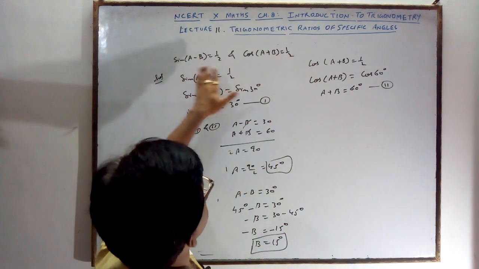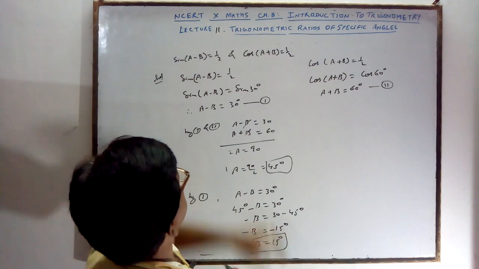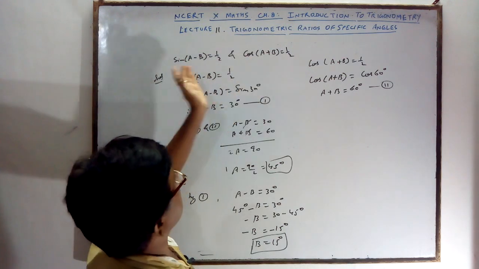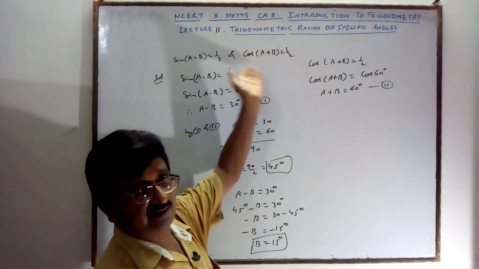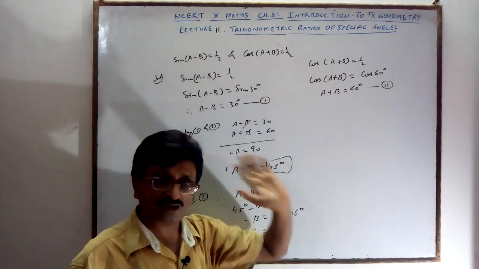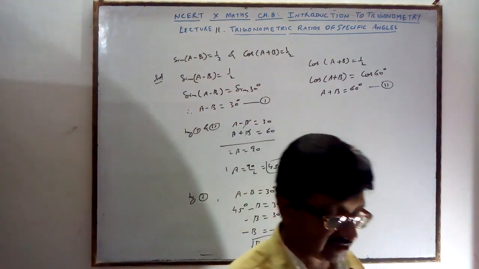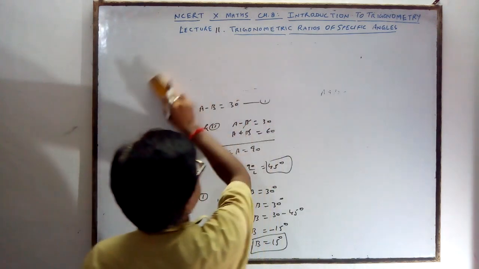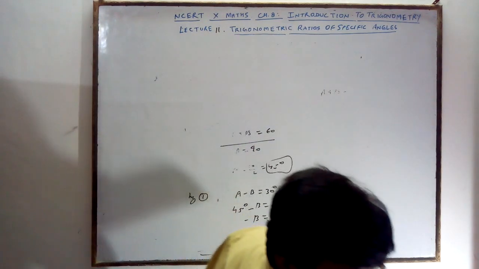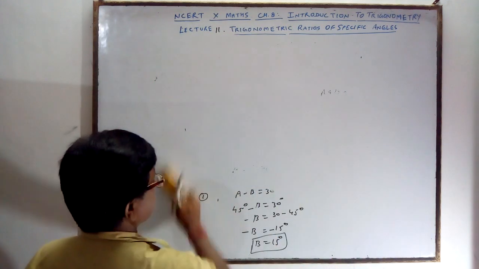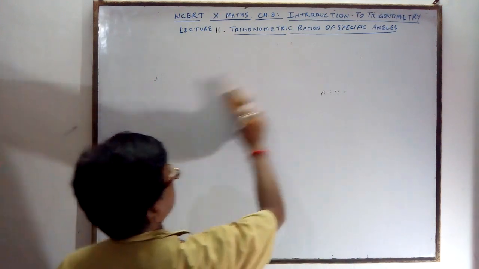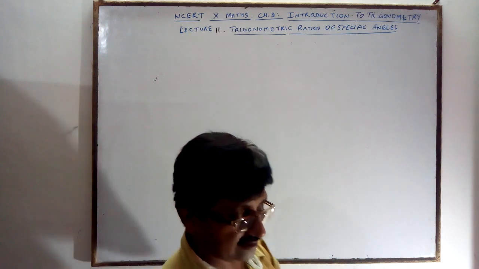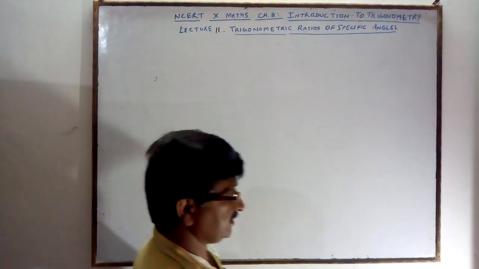So like this, if any other values are given, here tan given, here cot given, here sec given, cosec given, then also you can solve the question. Exercise: you will see exercise 8.2. Question number 1 is given: find the values which I have given in the previous. Find the value of this. In the exercise it is given.